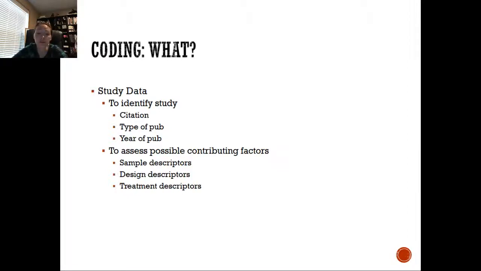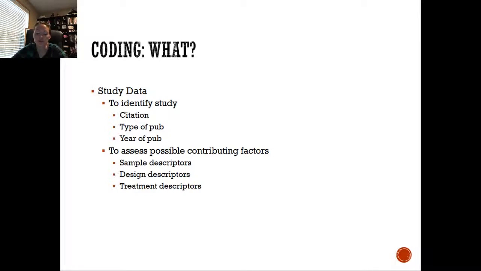It could also be something to do with the treatment itself. Think about this. Not all CBT is created alike. Not all psychodynamic therapy is created alike. So, it could be some aspects of the treatment and how it was actually delivered that's making some of these differences. So, we want to be able to code enough information on the sample, the design, and the treatment so that we can look at all of those possible contributing factors. And we want to code them, especially if we think that they're relevant to what's causing the inconsistency in the effect size.